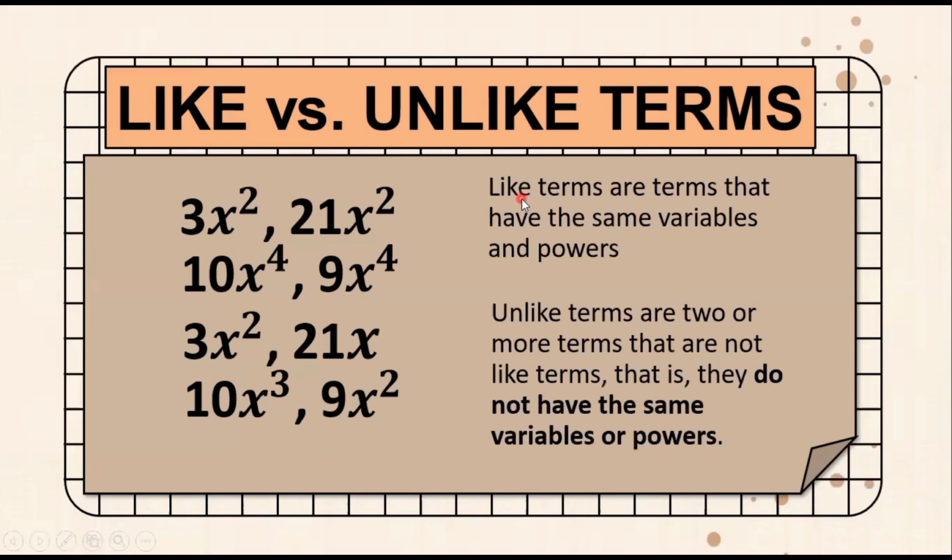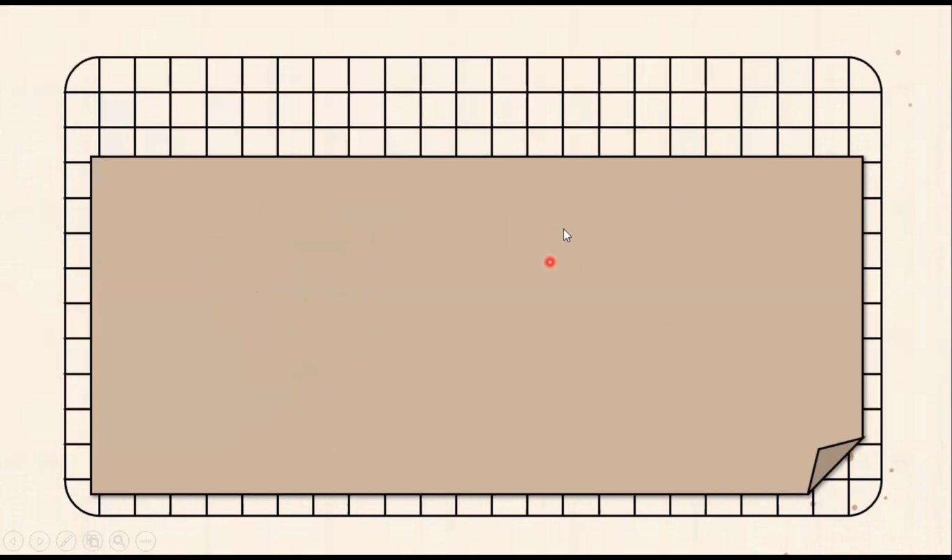So, we say terms are like if they have the same variables, pareho silang variable, and variables contain the same powers or the same exponents. Ito po. Okay? And we say that expressions are unlike terms if they differ in terms of variables and exponents.